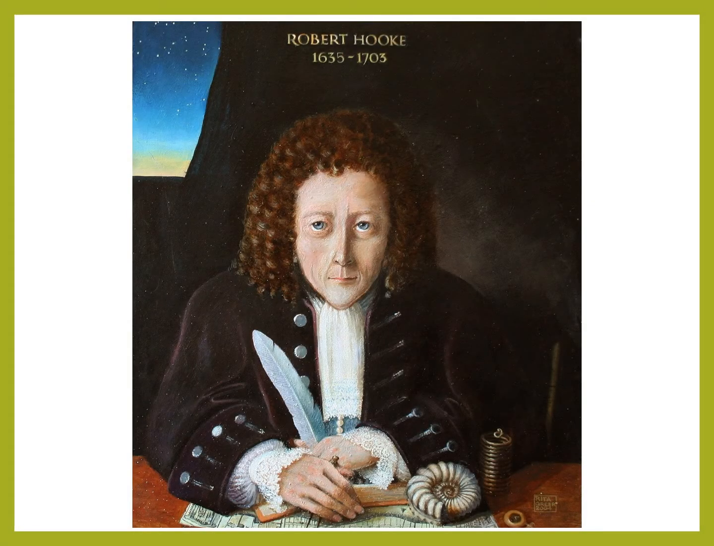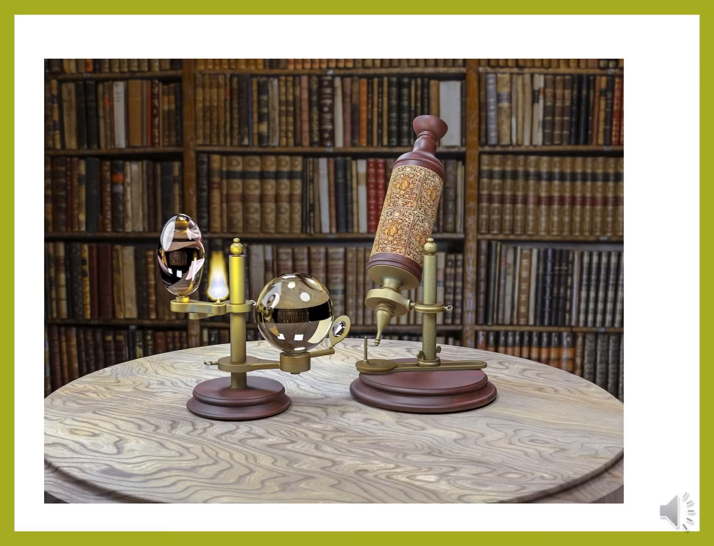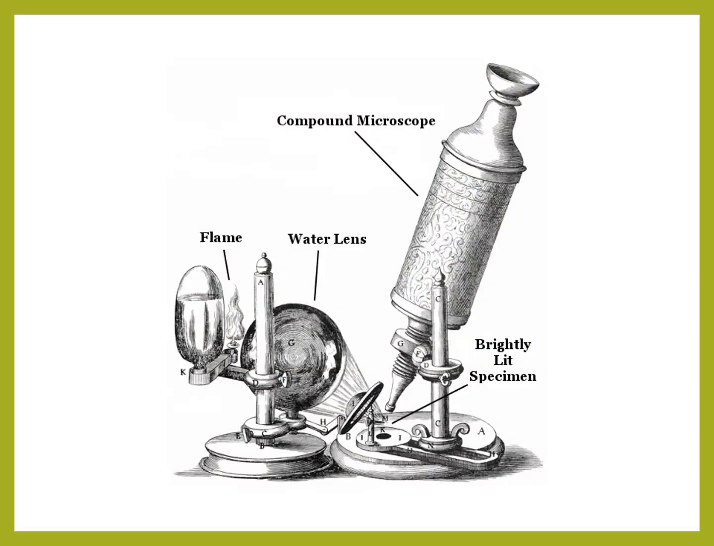So here you are seeing the picture of Robert Hooke, the scientist who discovered cell. He saw cells something like this. And these small little structures that he saw, he called them rooms. So how did he observe this? This is the microscope that Robert Hooke used to observe the cork cells.